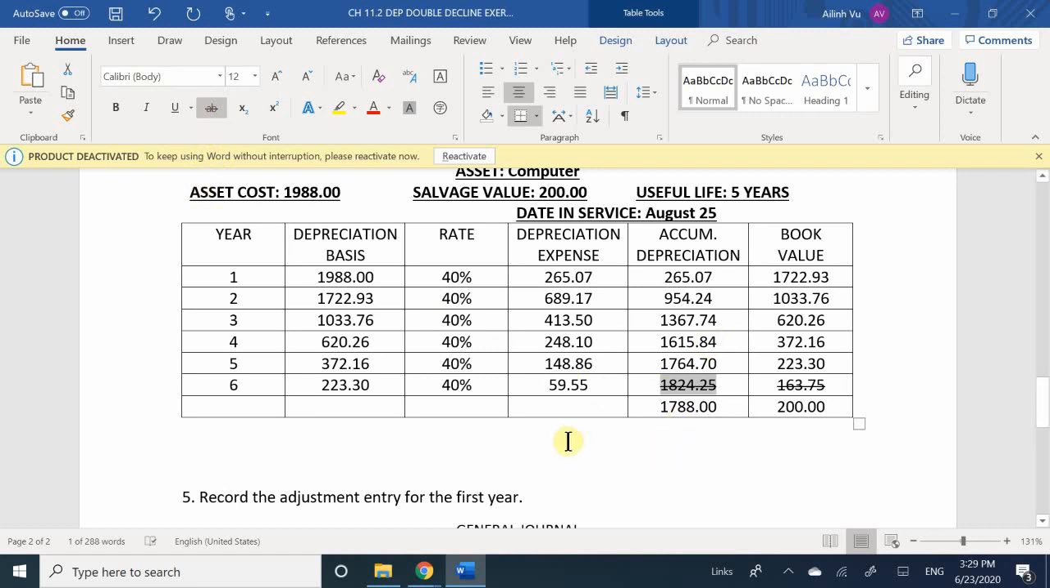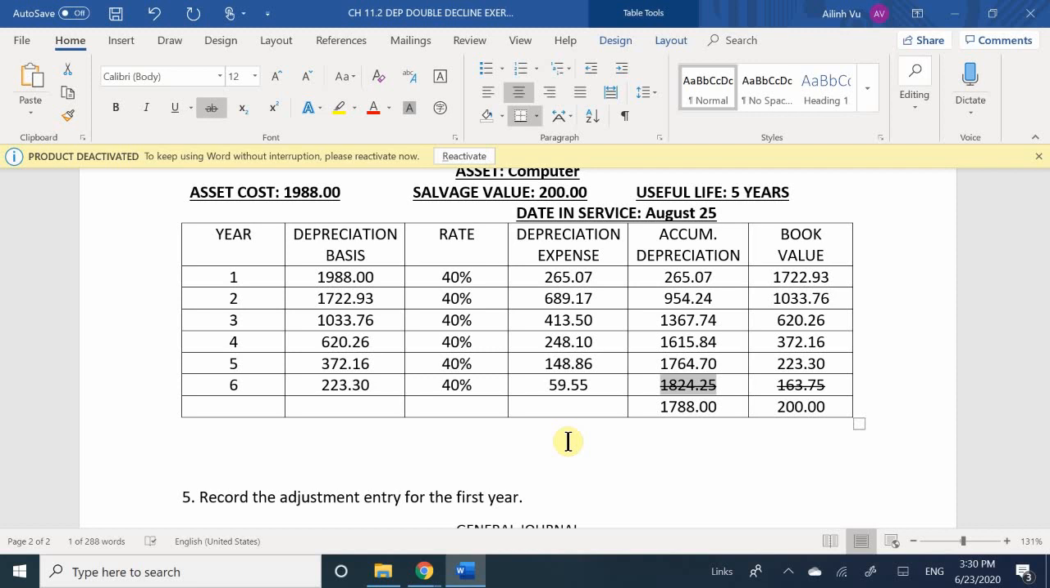How do you solve for accumulated depreciation? Depreciation from previous years is accumulated depreciation, plus the current year's depreciation expense. Exactly. So we're trying to solve for depreciation expense, but we're already given 2 out of those 3 numbers. So how do we solve for the depreciation expense?